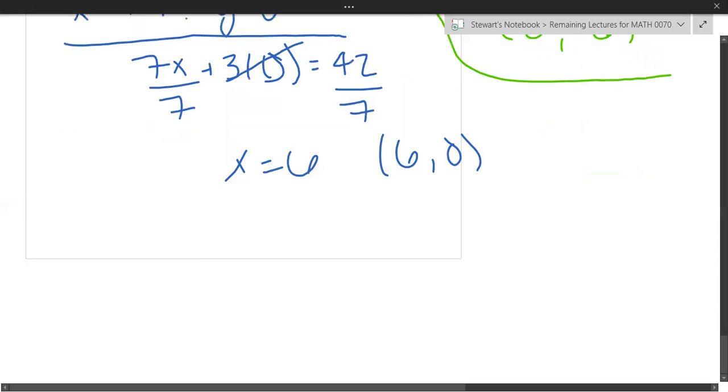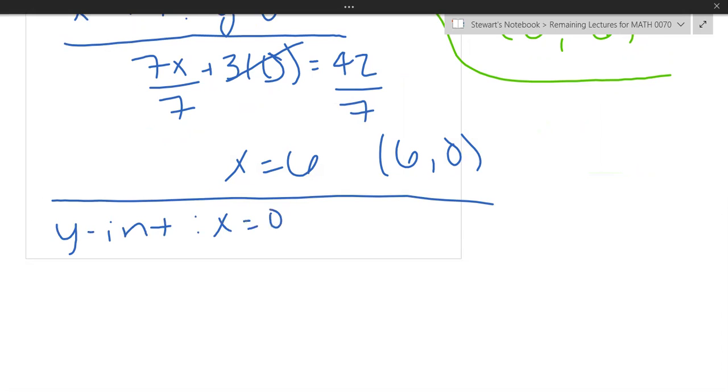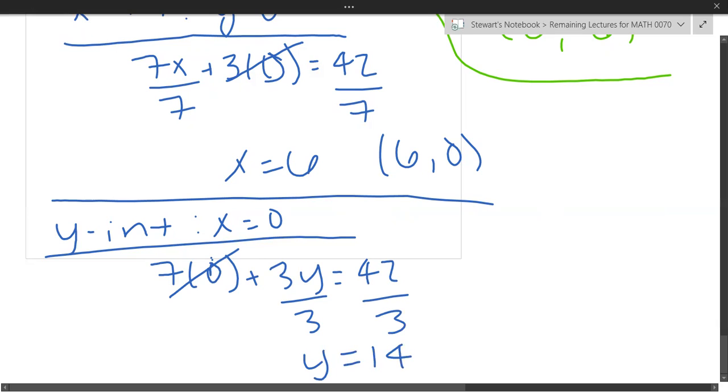And then the y-intercept, we just have 7 times 0 plus 3y equals 42. This goes away, so we just have to divide by 3. So y is equal to 14. So the y-intercept is (0, 14).